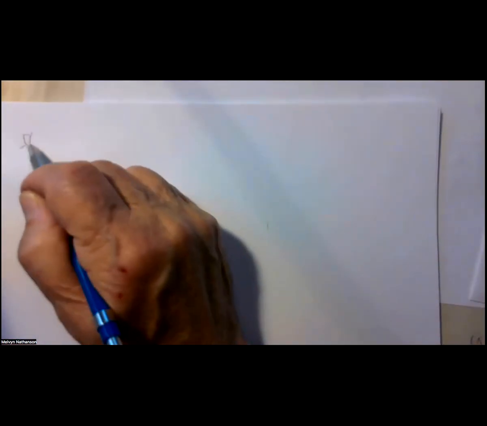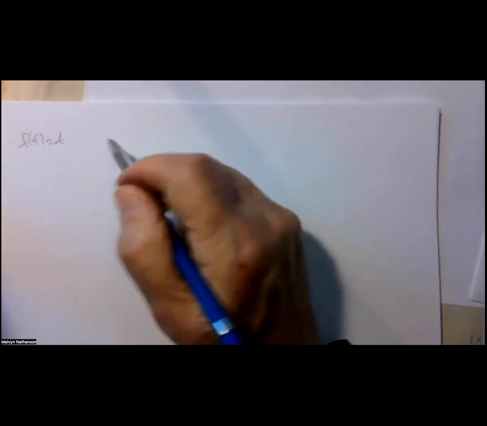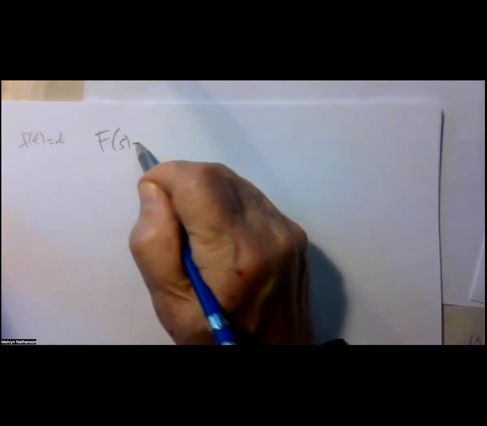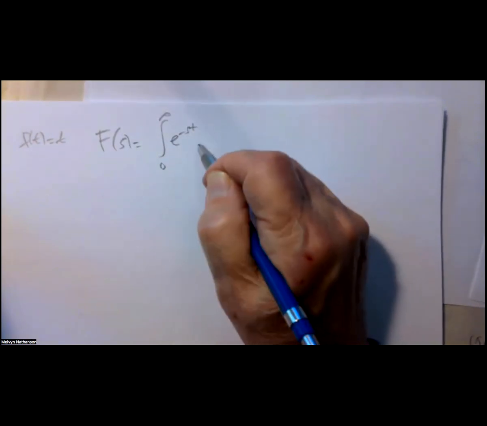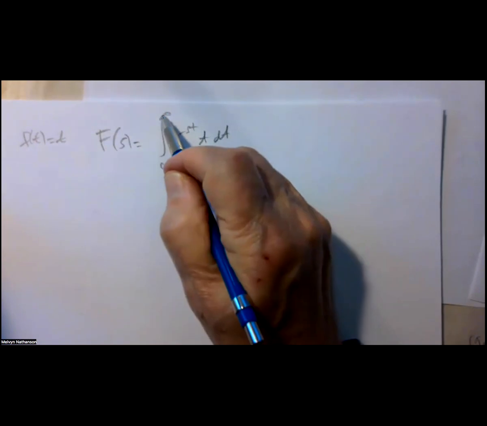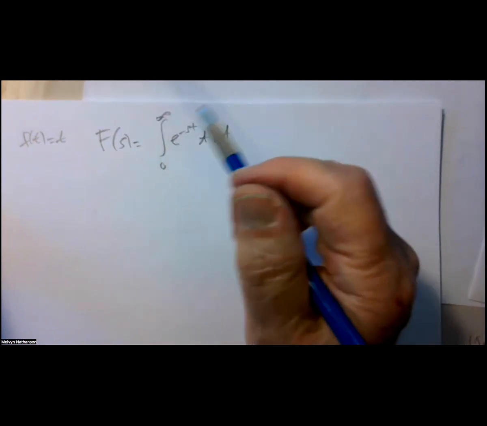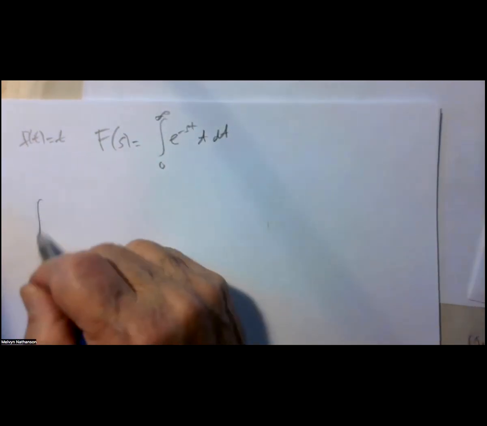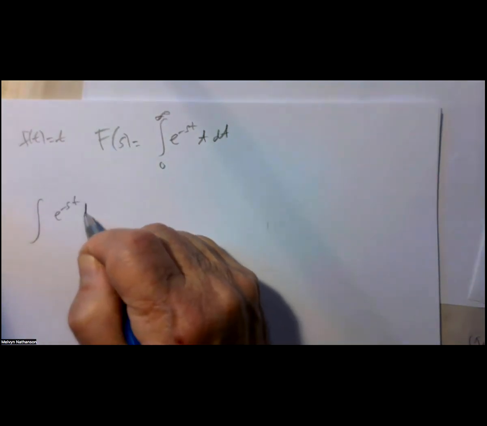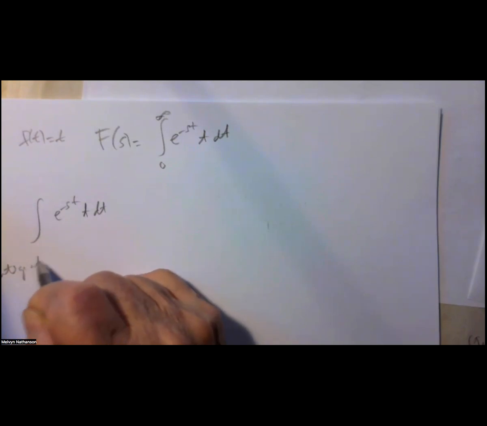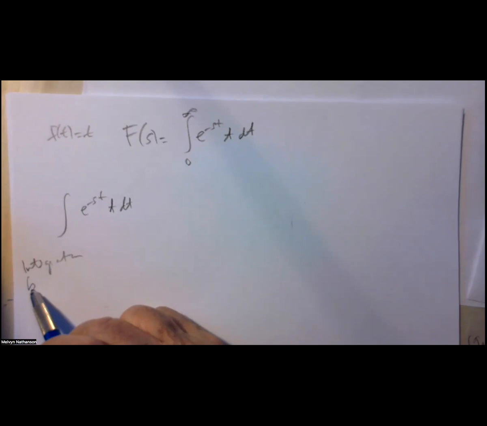Suppose we have f of t equal to t. Then the Laplace transform of f of s is the integral from 0 to infinity e to the minus st t dt. So to calculate this, we need to find the indefinite integral of e to the minus st t dt. And we can do this by integration by parts.